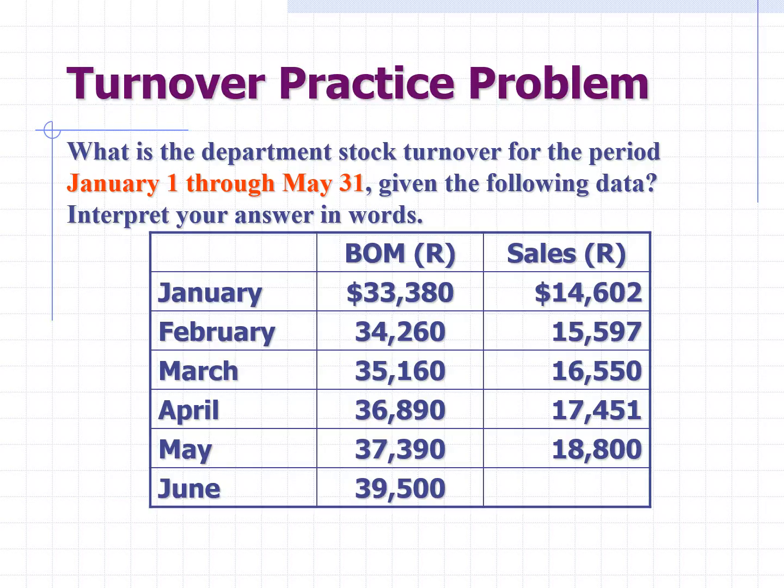Remember, the turnover formula is net sales over average inventory. So we'll have to calculate the average inventory and net sales for the period January through May, and then plug those numbers in to come up with our turnover figure. Let's work on the problem, calculate the turnover, and also let's try to interpret the meaning of the turnover that you calculated on your own. Let's pause the video here.